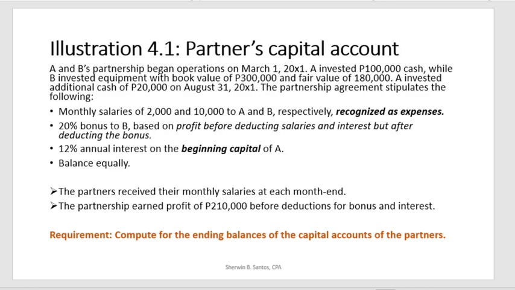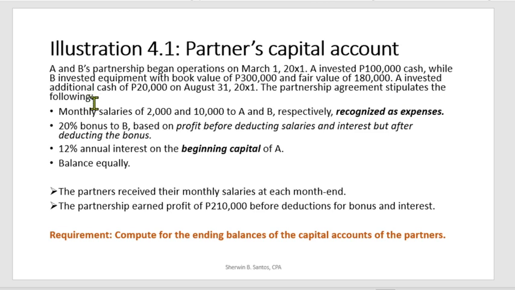Okay, let's proceed with illustration 4.1 related to the partner's capital account. A and B's partnership began operations on March 1. A invested 100,000 cash, while B invested equipment with book value 300 and fair value 180. A invested additional cash 20 on August. The partnership stipulates the following.